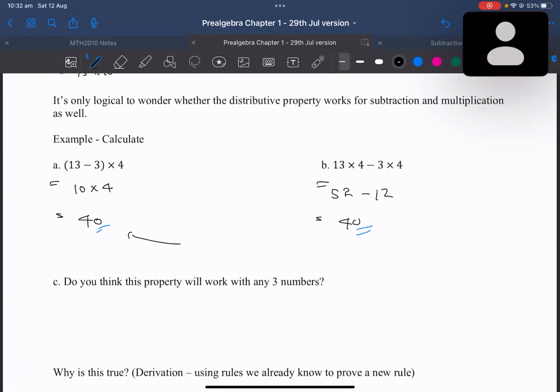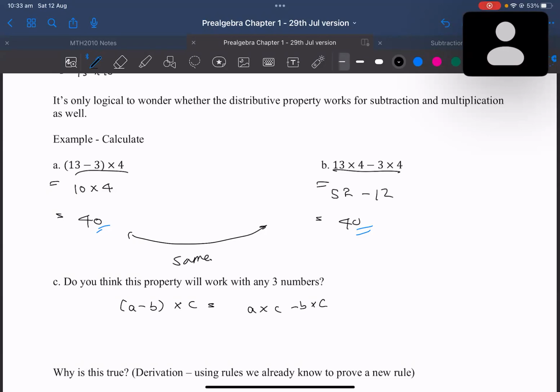They're the same. For C, do you think this property that we saw, where these two are the same thing, will work for any three numbers? If I have (a minus b) times c, is that equal to a times c minus b times c? Does that depend? What does it depend on? Because it works for addition, and subtraction is very similar to addition, we can almost think it works, but it's good to challenge it.